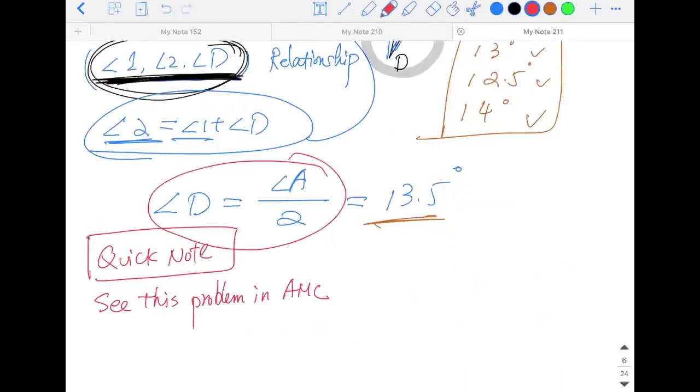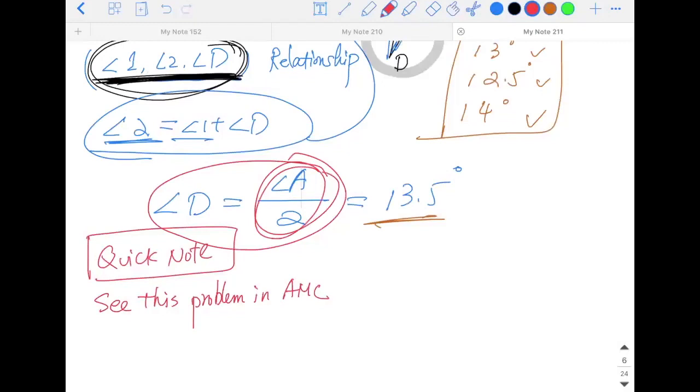At the end of the day, angle D is solely determined by A. Angle D is 1/2 of angle A. It has nothing to do with angle B. And that's the reason why the question doesn't really give you angle B. So if that's the case, you just randomly pick a value, whatever value works for you.